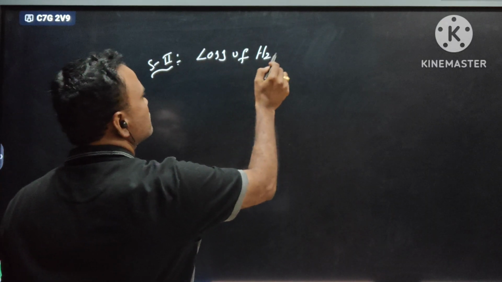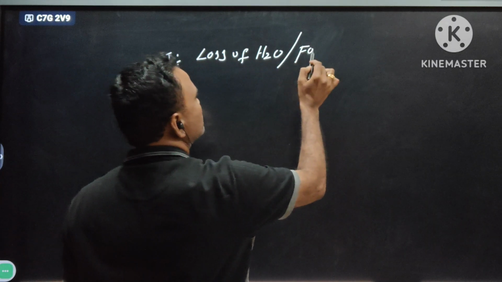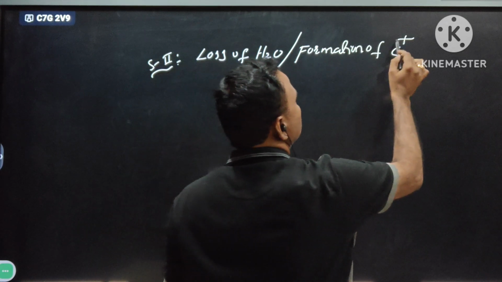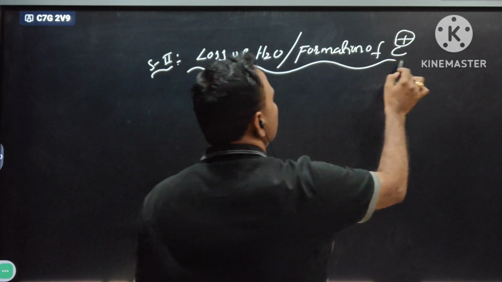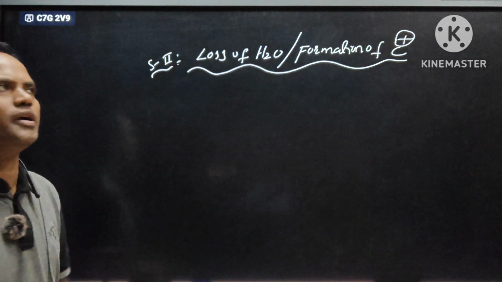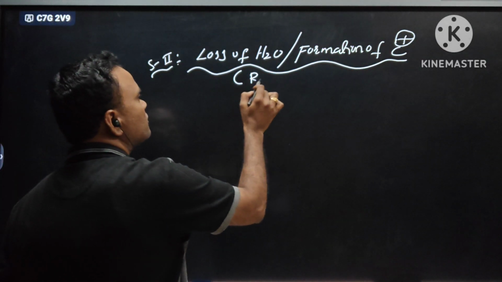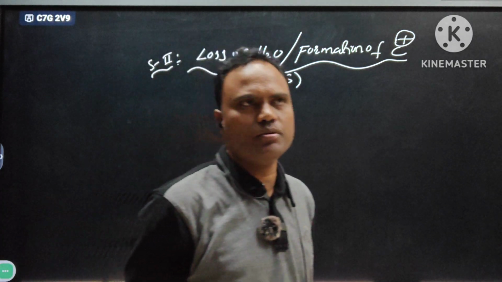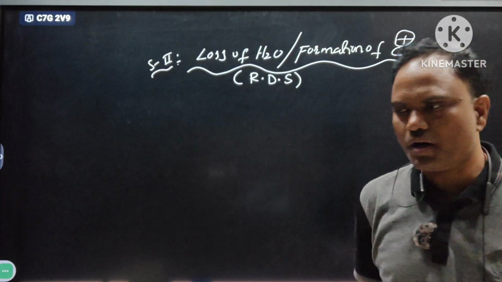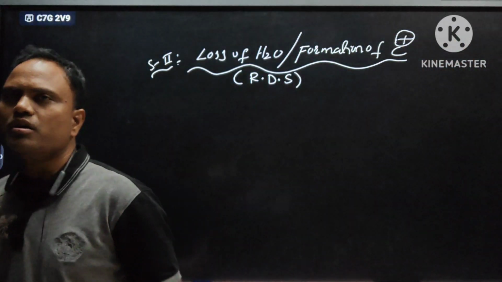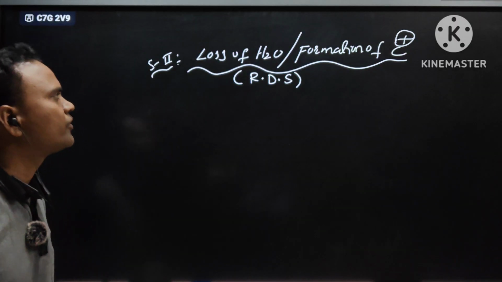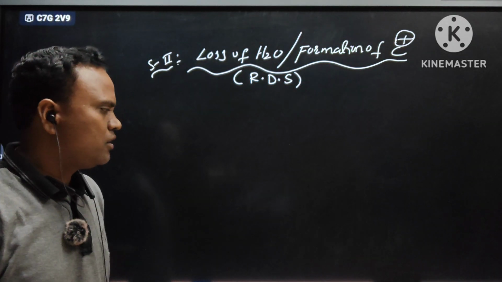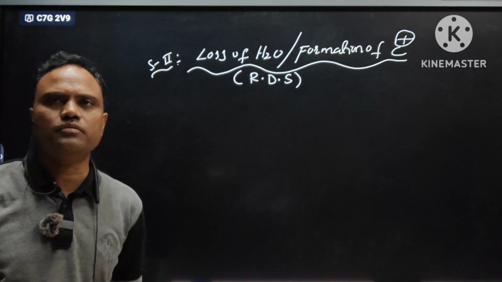Loss of water or formation of carbocation. This is the slow step, or rate determining step. In SN1, I told you about the slow step or rate determining step. Loss of water, elimination of water, or formation of carbocation. In the last step we got one intermediate.